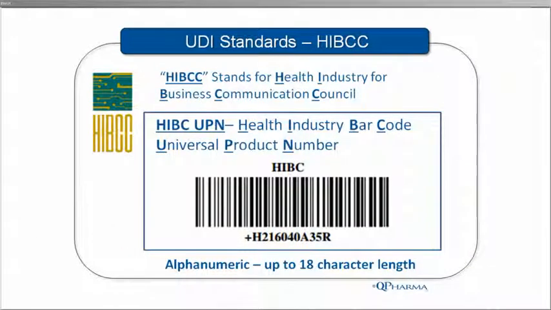HIBC stands for Health Industry Business Communications Council. The Council assigns HIBC UPNs, which stands for Health Industry Barcode Universal Product Number. This is an alphanumeric label that is variable in length, up to 18 characters.